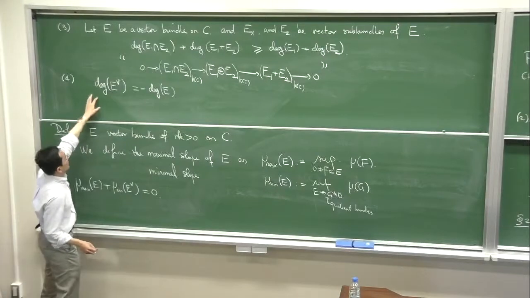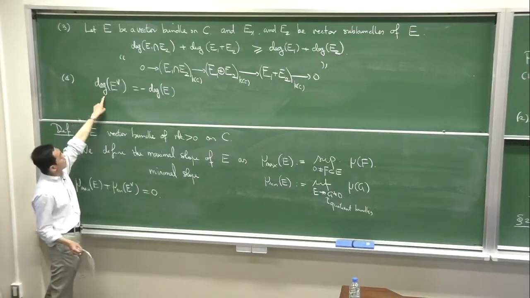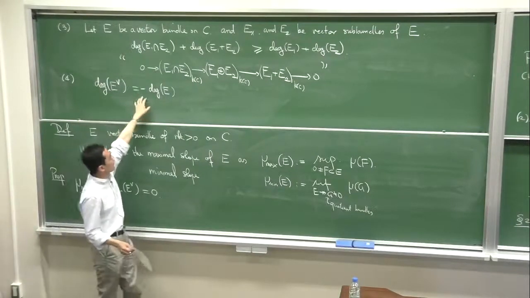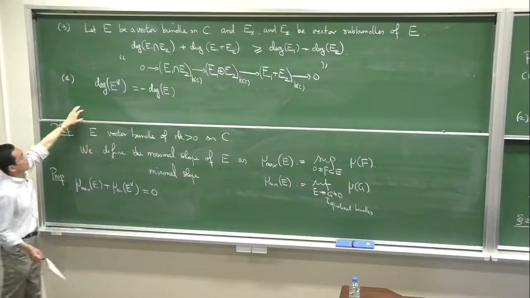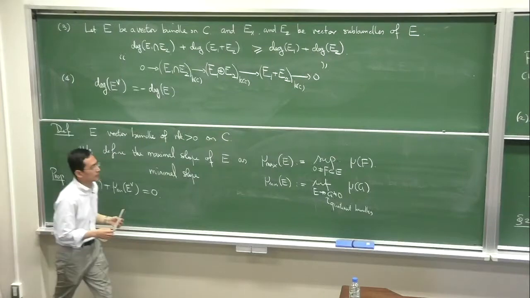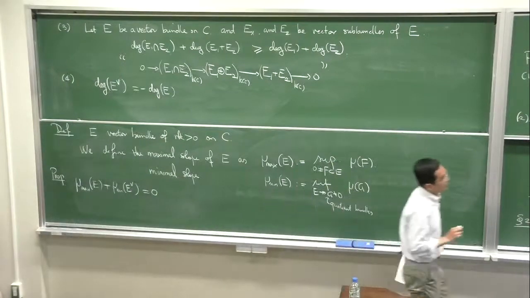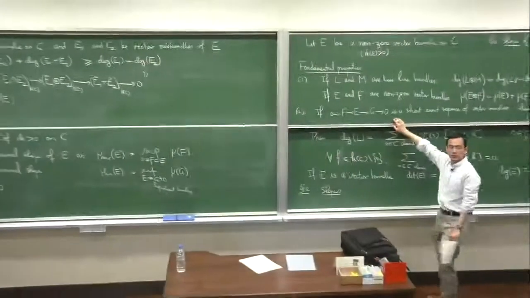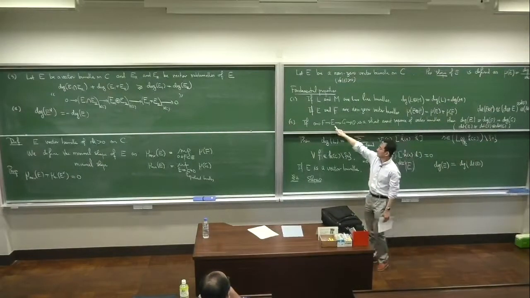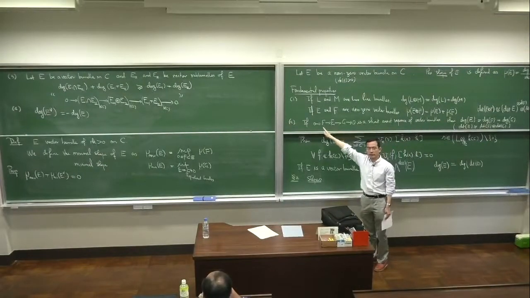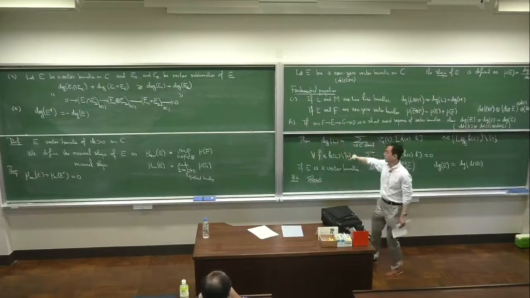So this relation comes from this point. If you take a degree of some dual, you find a minus degree. If you take slope, you have the same thing, and also this property. If you have some exact sequence, then the degree of the middle one is the sum of the first one and the last one.